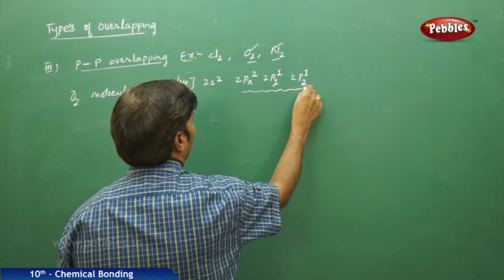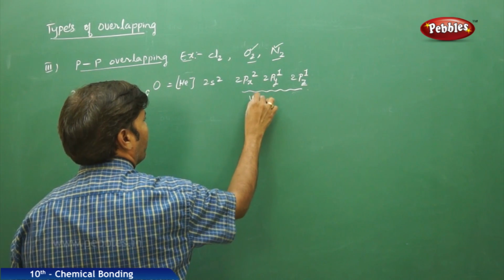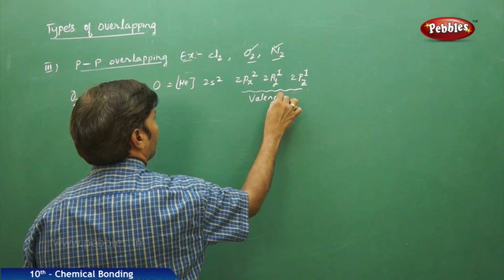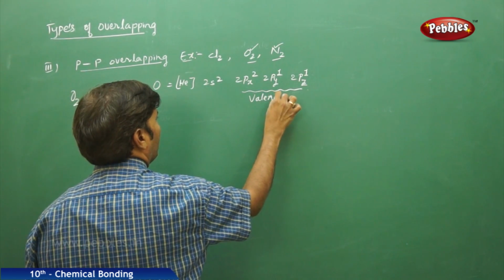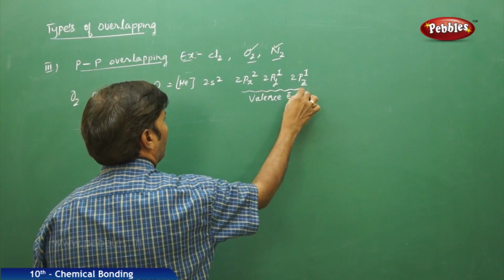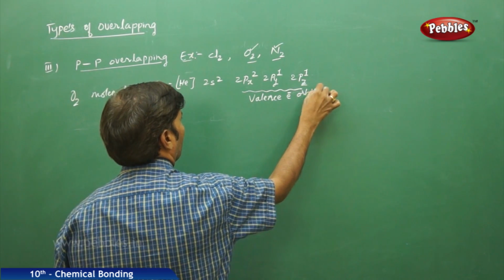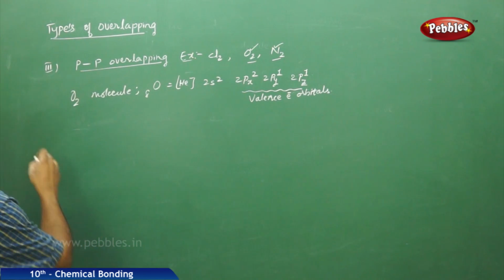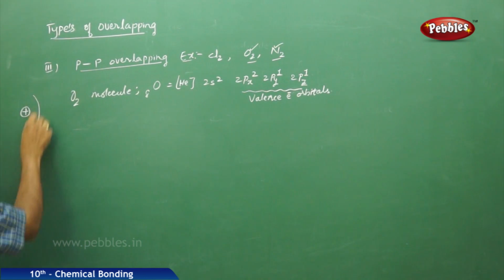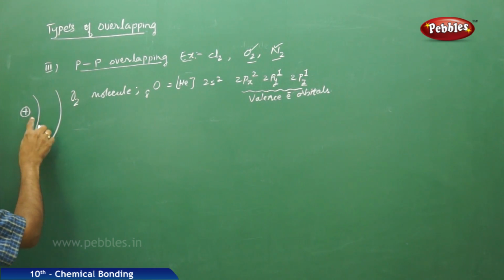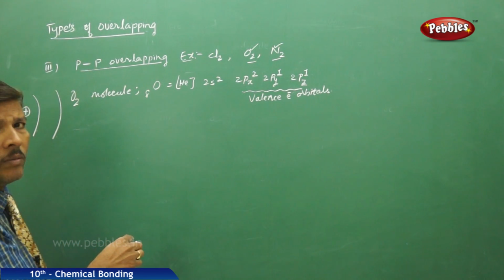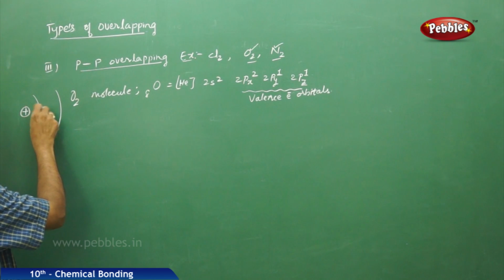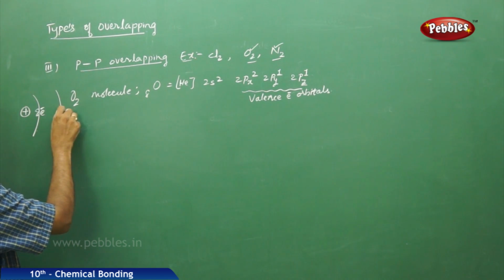These are the valence electron orbitals of oxygen. If you go for the electronic structure of oxygen also, there are two shells in the oxygen atom, wherein the first shell has 2 electrons and the second shell has 6 electrons.